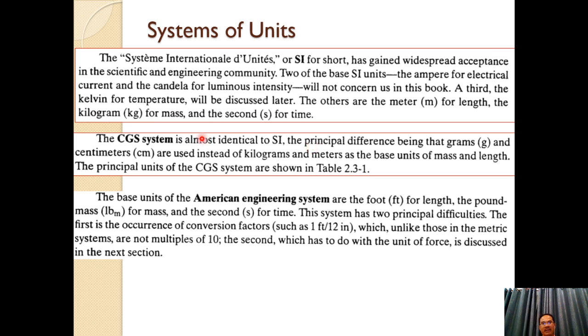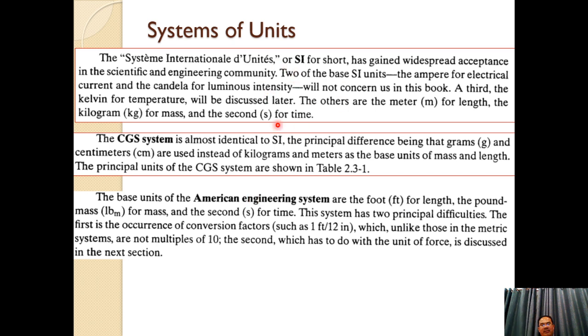The second system is the CGS system. The CGS system is almost identical to SI unit, but there are some differences. For example, mass in CGS is gram, and length in CGS is centimeter. I think CGS stands for centimeter, gram, second. Another common one is the American engineering system. The unit for length is feet, mass is pound mass, and time is second.